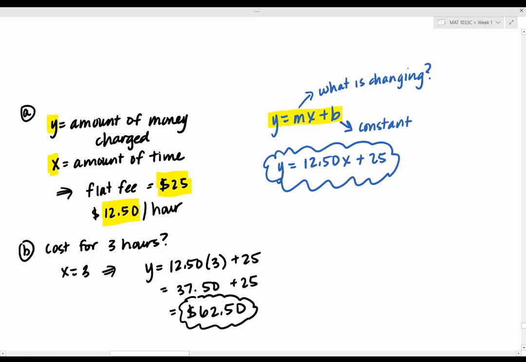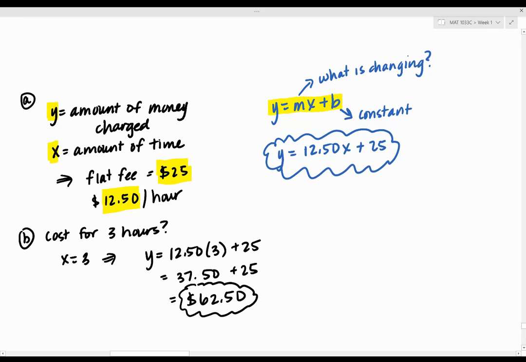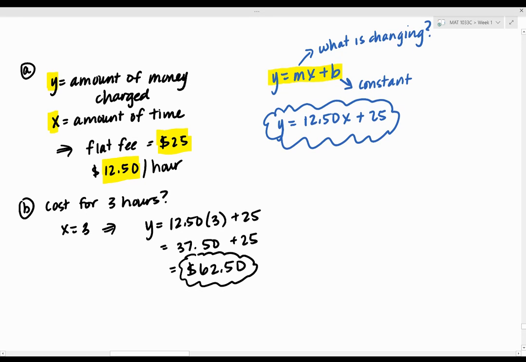Okay. Now, part B says, well, how much is the plumber going to charge Anita if he spends 3 hours on the problem? Well, we've already identified our two variables are y and x, and y stands for the amount of money charged, and x stands for time. So when they give us 3 hours, 3 hours is a time. So that means we're going to let x equal 3, and we're going to plug 3 into the function that we created in part A.